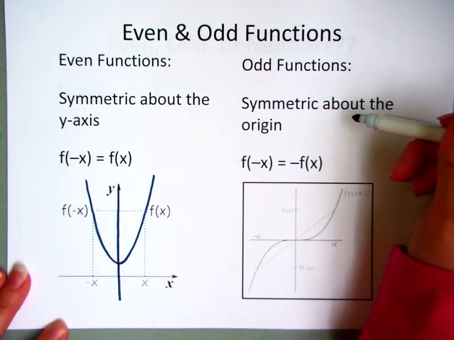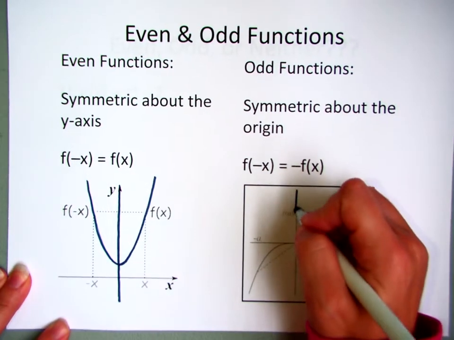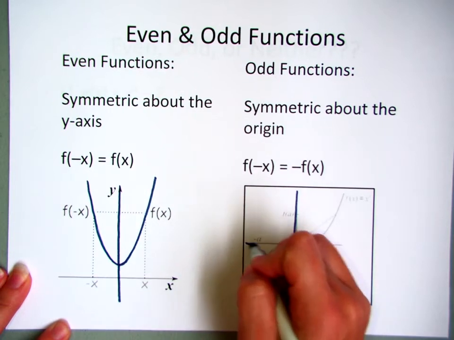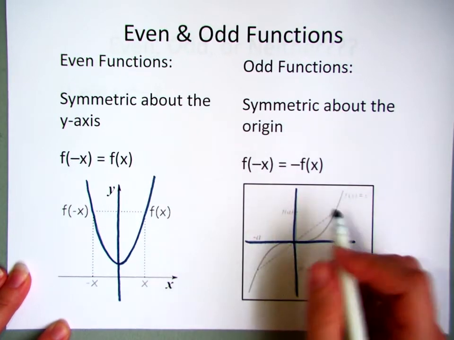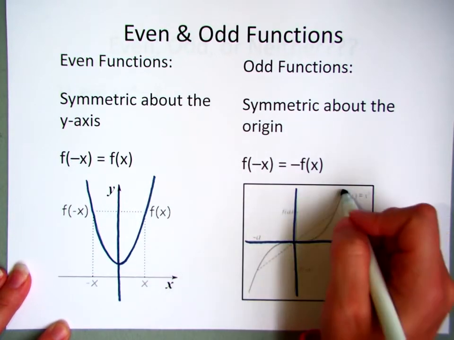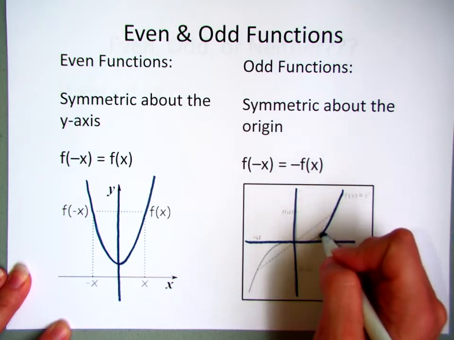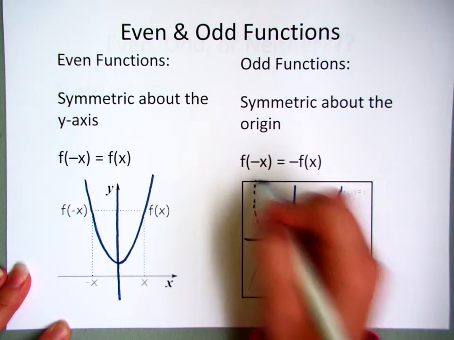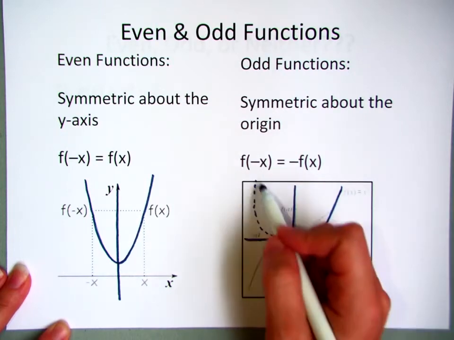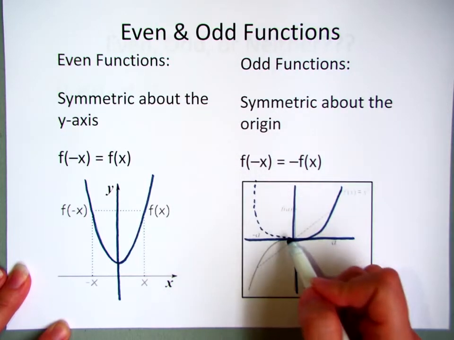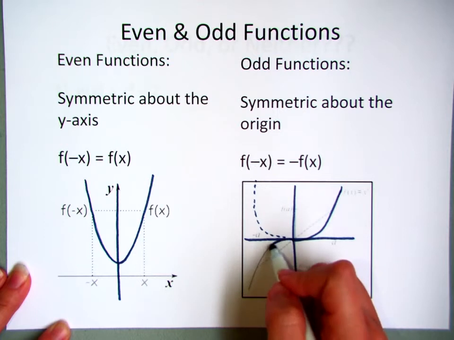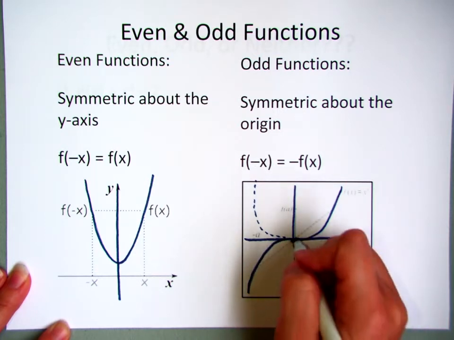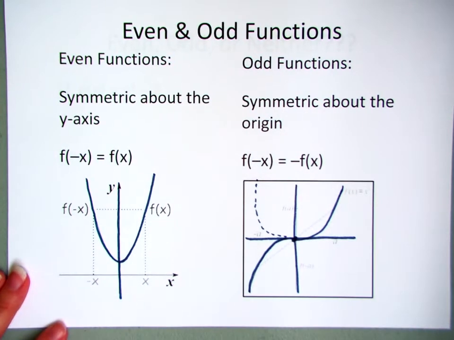Odd functions, on the other hand, mean that they're symmetric about the origin. So if this is our y and our x-axis, when you fold this, you essentially fold it over the y-axis, and then you would fold this part here over the x-axis. And so what that means is it's symmetric about the origin. So really it's a reflection over the x and the y-axis.